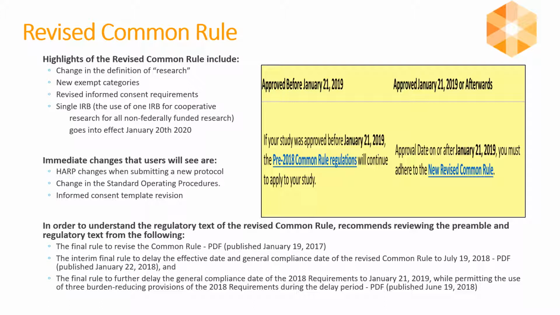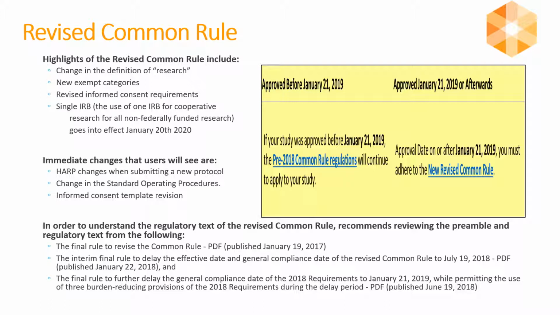So in many cases, the Common Rule changes will not impact ongoing research that you might be reviewing. With that said, for those studies that were approved before January 2019, the pre-2018 Common Rule regulations will continue to apply to the study. For anything that was approved on January 21st of 2019 or afterwards, they must adhere to the new revised Common Rule.